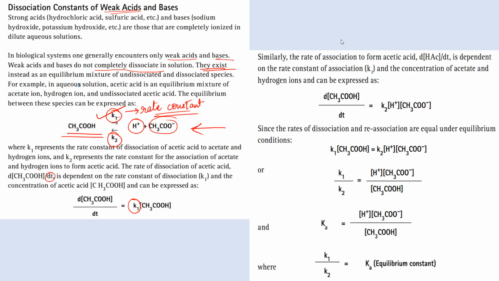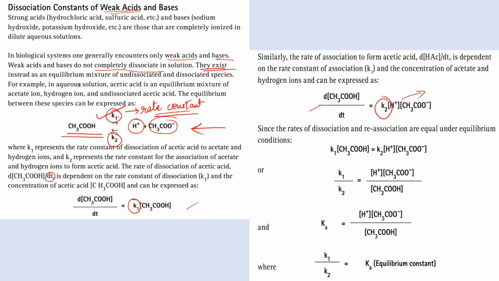Similarly, the rate of association. How quickly are these two ions, H plus and CH3COO minus, getting together and forming an acetic acid molecule? Here we are seeing how quickly it dissociates to give H plus and CH3COO minus, and here in what time these two ions come together to form acetic acid. So the rate of association, that is the rate of formation of acetic acid, is dependent on the association constant K2. The more H plus and CH3COO minus ions, the more acetic acid is formed, and time is a factor here.